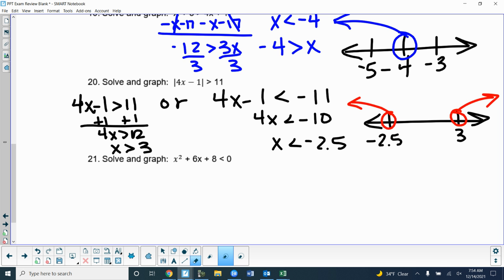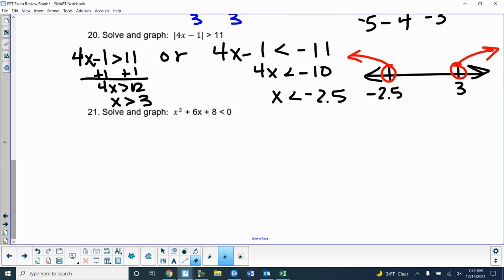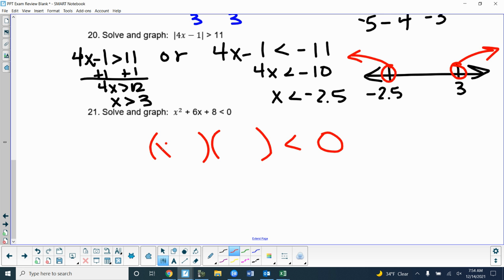All right. 21 is a quadratic inequality, so I would just factor. Are there factors of positive 8 that add up to 6? 4 and 2, right? So what do we call these critical values that we're finding? What are my critical values? Negative 4 and negative 2, right? What makes those 0?